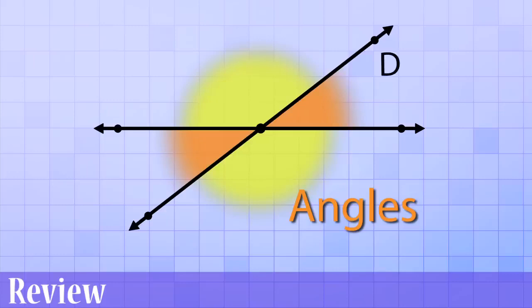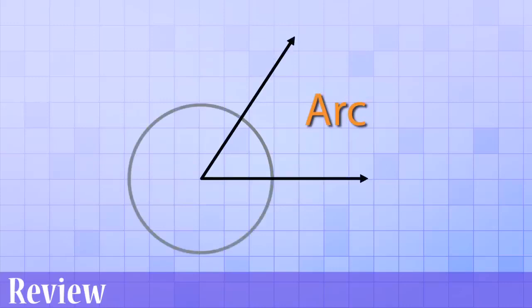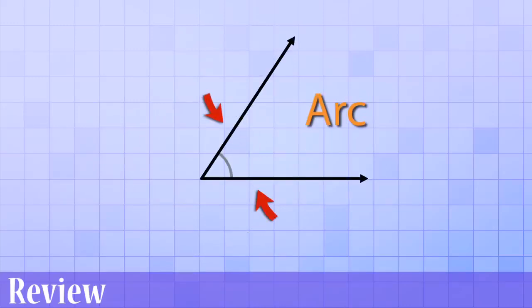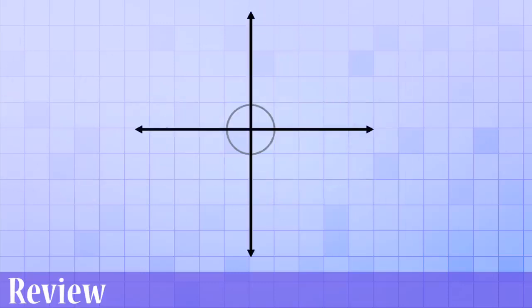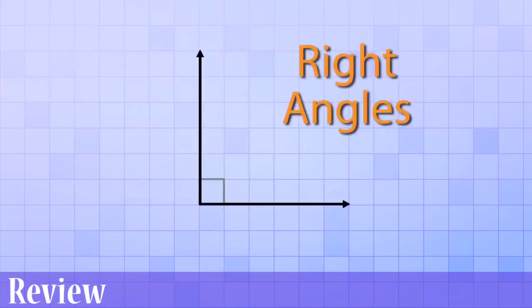Angles can be named by the points that form them, just like connect the dots. An arc is a part of a circle. Arcs can be used to represent an angle between two intersecting lines. When intersecting lines form all exactly equal angles, the lines are perpendicular. Perpendicular lines form right angles.